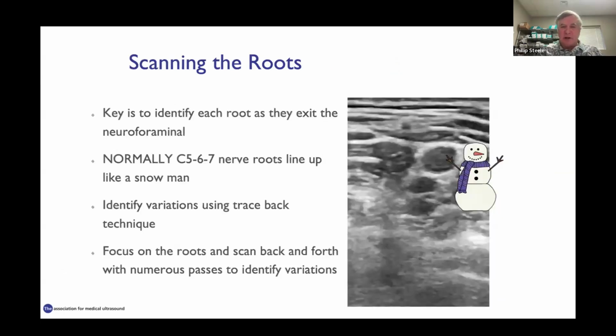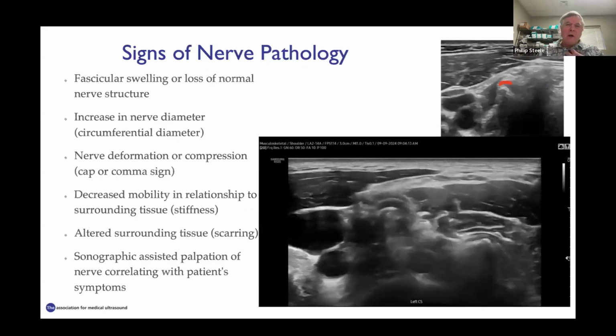Okay, scanning the roots, a lot of it is, if you do enough brachial plexus push-ups, you know immediately that this is wrong. It should look like a snowman. The C5 should be smaller, middle size for the C6, and the biggest at C7. And so when you look at them and you see C7 and C6 are about the same size, you know something is abnormal. And again, you can always check with the contralateral side to confirm.